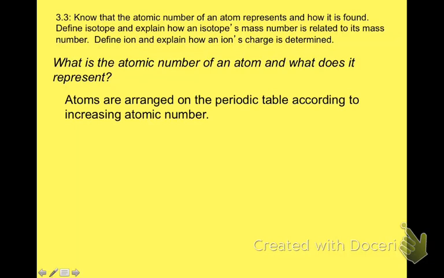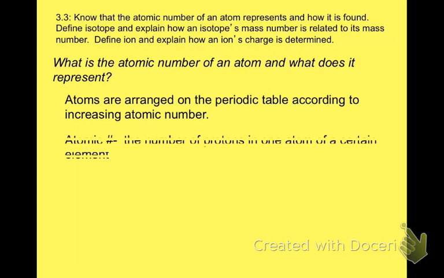First of all, atoms are arranged on the periodic table according to their atomic number. So we start with 1, and it goes in order from 1 all the way to 118. That's what we use as our basis of organization on the periodic table. So the atomic number is this: the number of protons in one atom of a certain element. This is kind of the atom's fingerprint. This is unique for each and every atom.